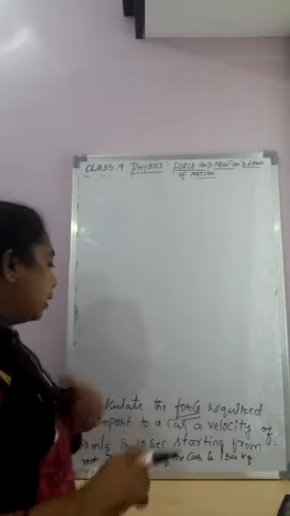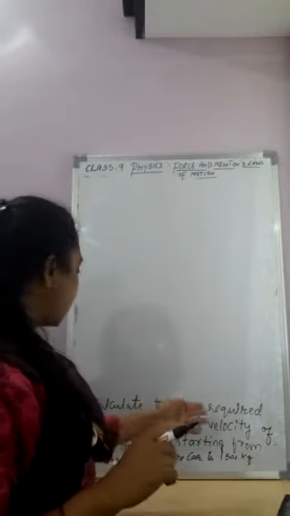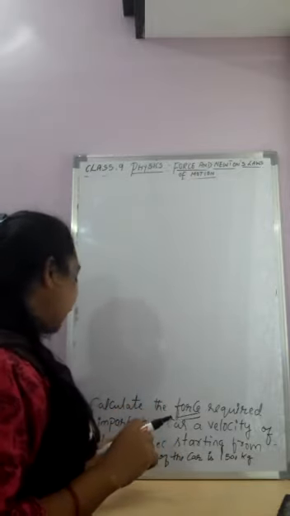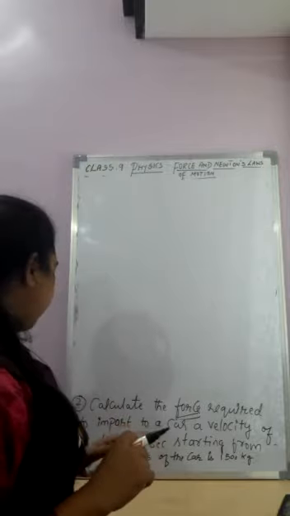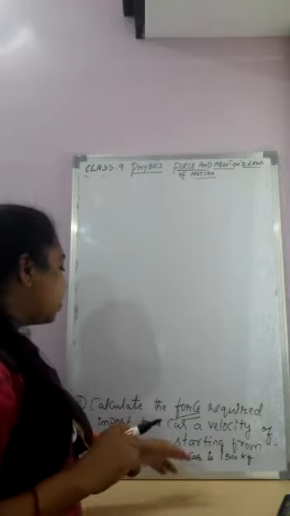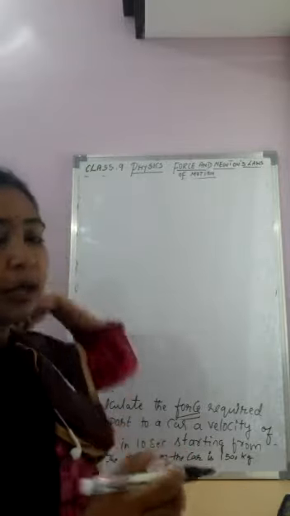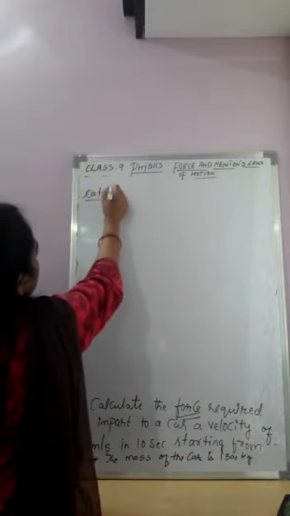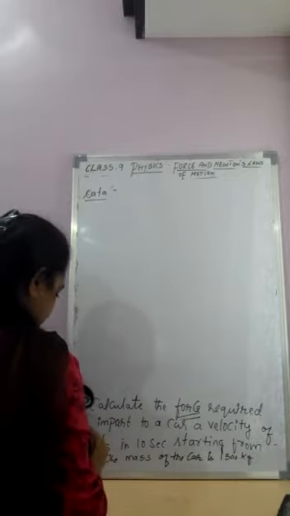Now the second problem: calculate the force required to impart to a car a velocity of 30 meter per second in 10 seconds starting from rest. The mass of the car is 1500 kg. Now we'll move on to the data part, where we can collect the data first. Now what is given here?